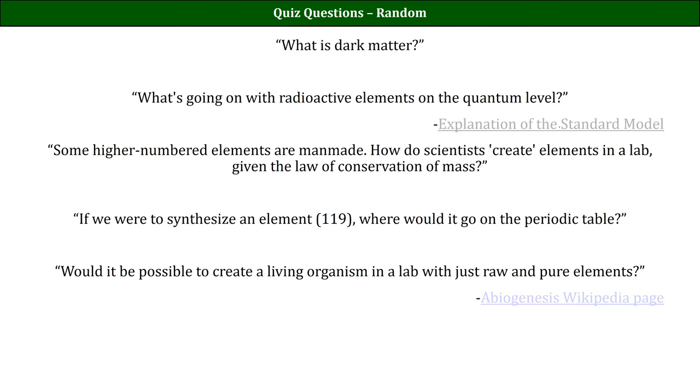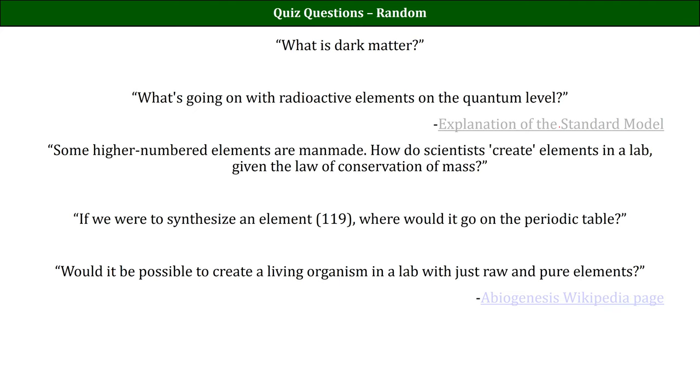In addition to creating new elements, somebody asked a question about creating a living organism with just raw elements. So kind of going the other direction: instead of smashing really small things together, can we take the elements we already have and make something? And that's actually an ongoing field of research in an area called abiogenesis. Biogenesis means life from other life, so that's like normal procreation and speciation and things like that. Abiogenesis is life from things that aren't living.